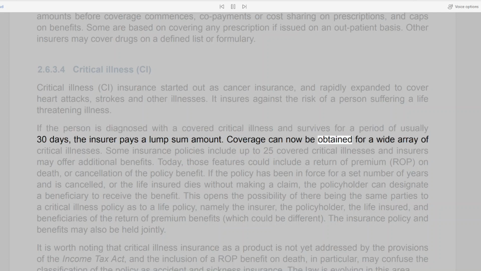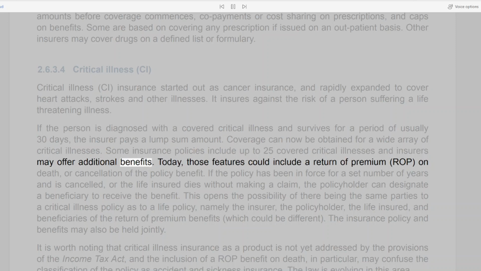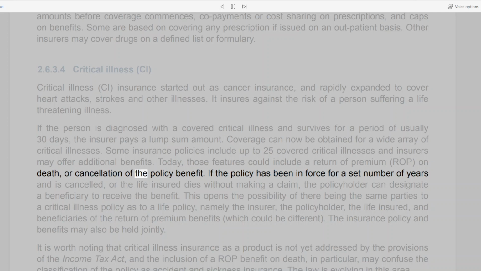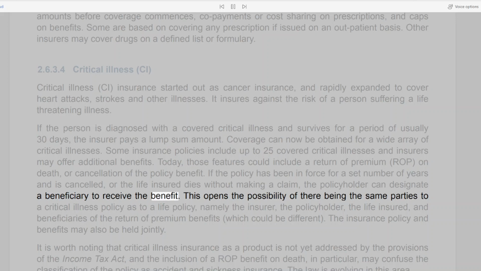Coverage can now be obtained for a wide array of critical illnesses. Some insurance policies include up to 25 covered critical illnesses, and insurers may offer additional benefits. Today, those features could include a return of premium, ROP, on death, or cancellation of the policy benefit. If the policy has been in force for a set number of years and is cancelled, or the life insured dies without making a claim, the policyholder can designate a beneficiary to receive the benefit.